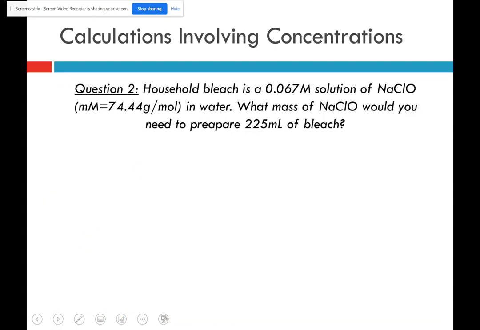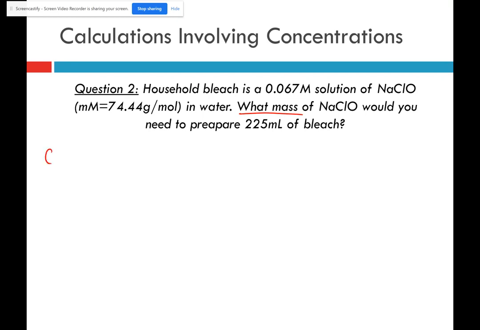This says household bleach is a 0.067 moles per liter solution of sodium hypochlorite, which has a molar mass of 74.44 grams per mole, in water. What's the mass that you would need to prepare 225 milliliters of bleach? Okay, now it's asking me for a mass.